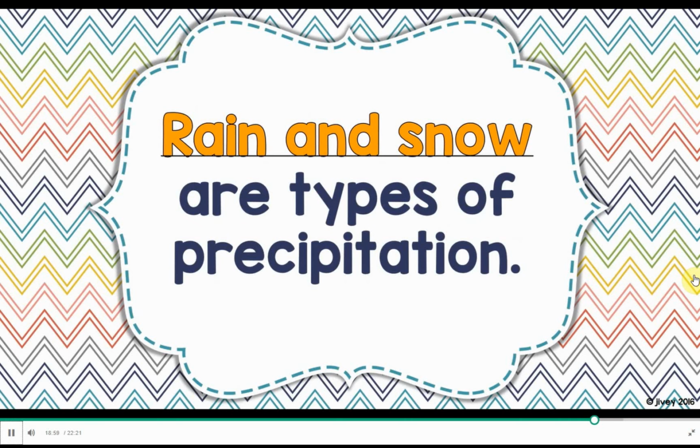Let's look at the fourth sentence. Rain and snow are types of precipitation. Look at the underlined phrase. If you think it's a subject, hold up your red subject card. And if it's a predicate, hold up your blue predicate card. Don't forget to hold up on your other hand either 1 or 2 fingers to show if it's a simple or compound subject or predicate in that underlined phrase.